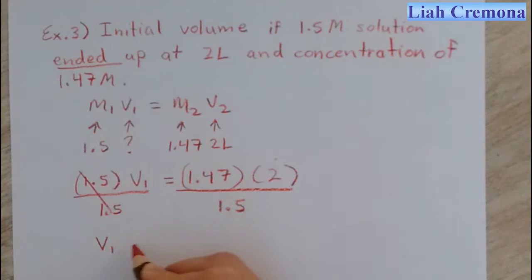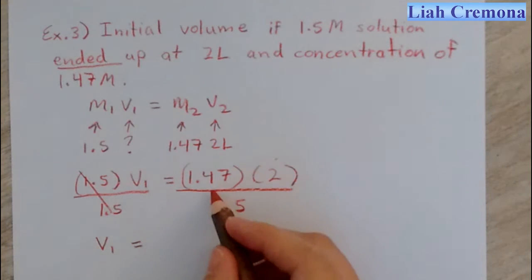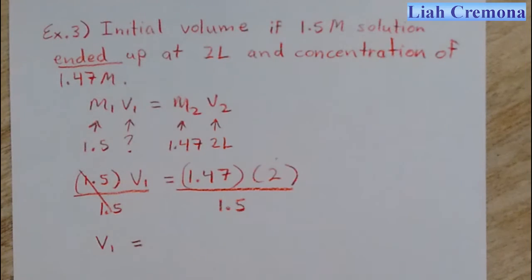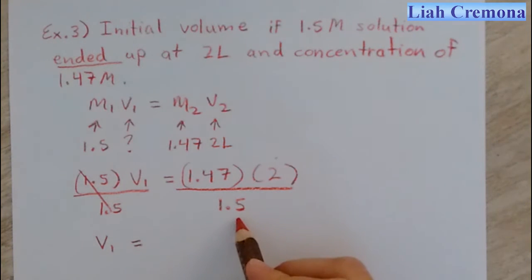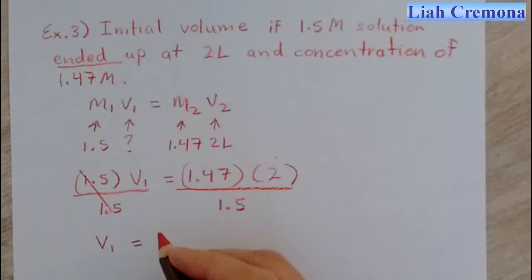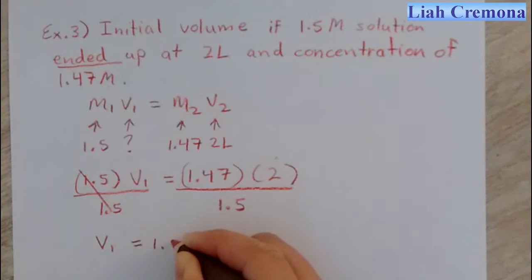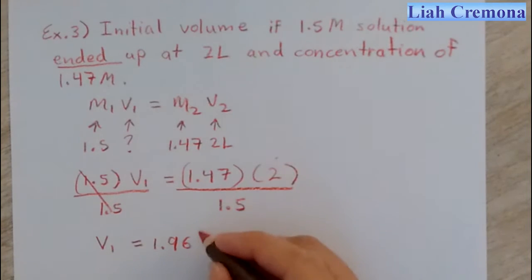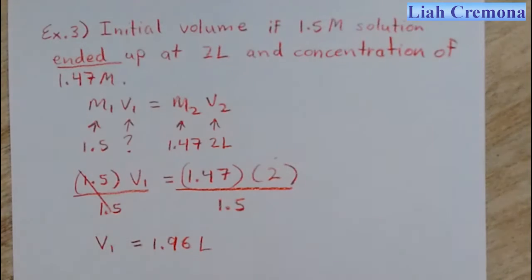In the end, we are left with V1 equal to this. After putting these numbers in a calculator, V1, the initial volume, ends up to be 1.96, and that will be in liters.